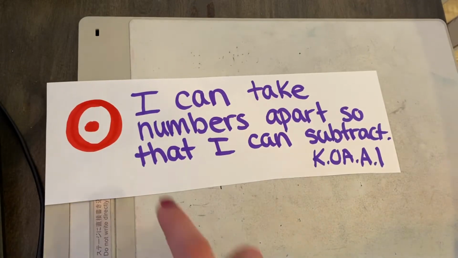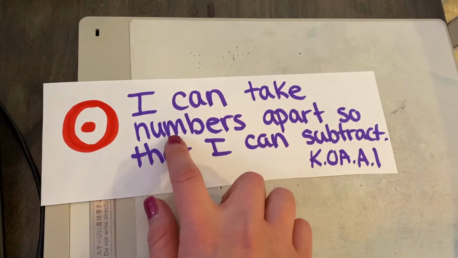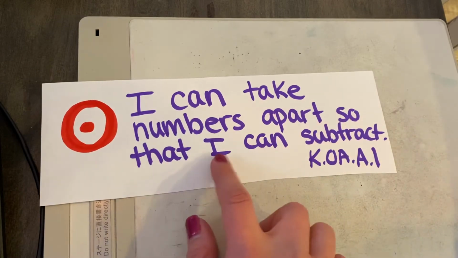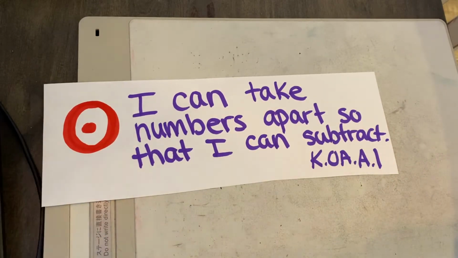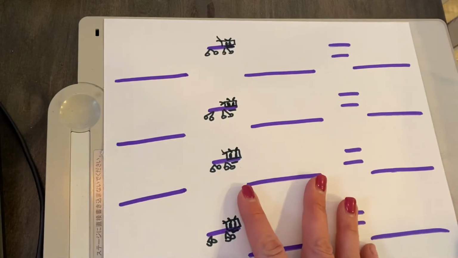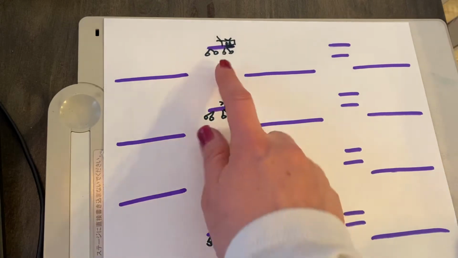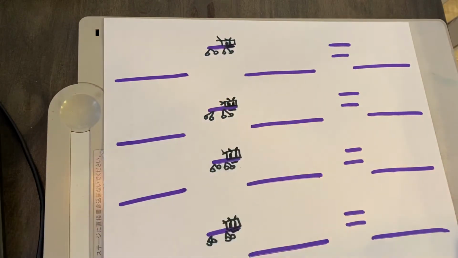Our learning target in math is I can take numbers apart so that I can subtract. So Mrs. Miller taught you guys about our friend Linus the Minus. She taught you guys about him yesterday. And this is kind of what he looks like. He's got his little mask over his eyes because he's stealing.